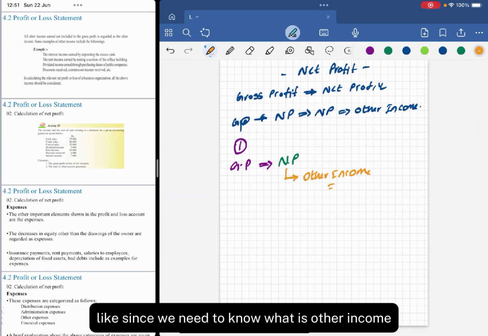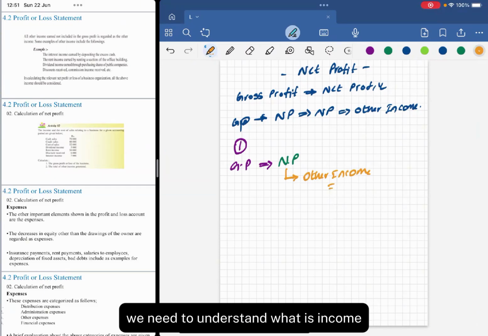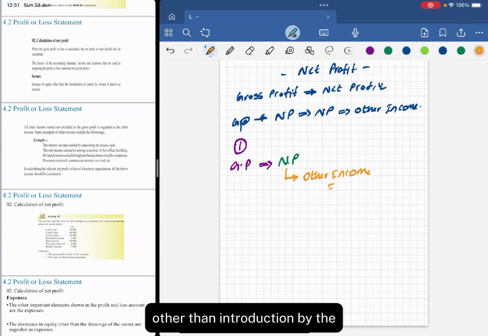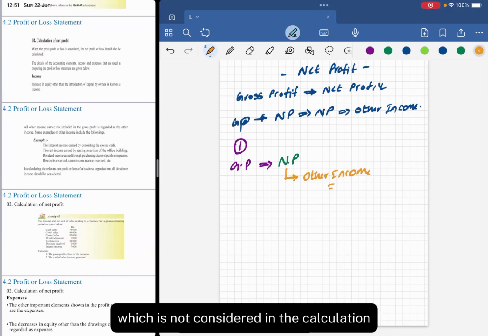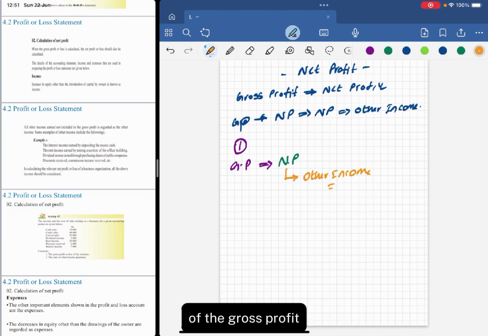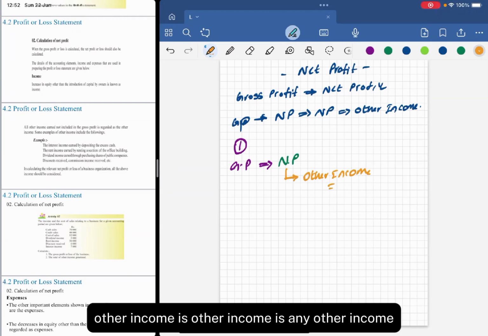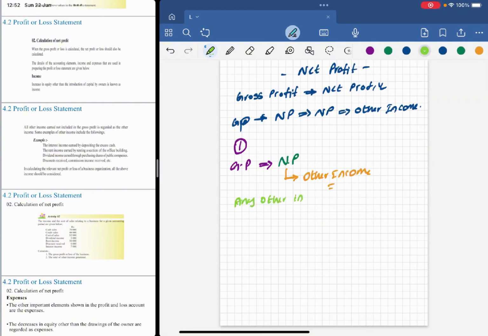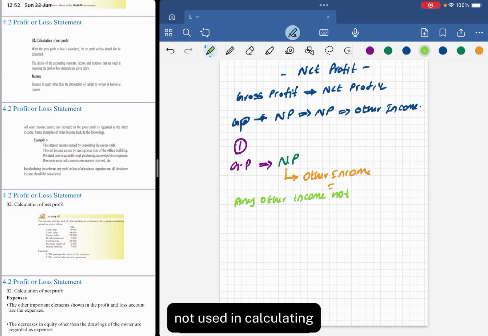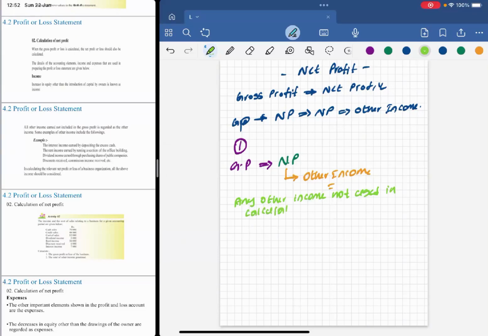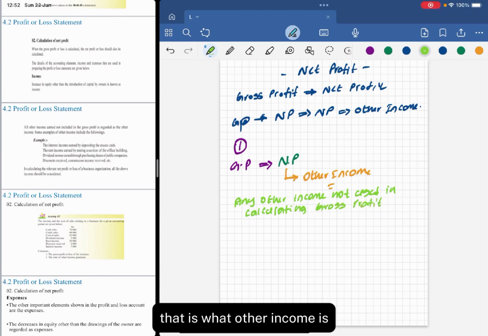Since we need to know what other income is, we need to understand what income is. Income is an increase in equity other than introduction by the owners. Other income is any other income which is not used in calculating gross profit. That is what other income is.